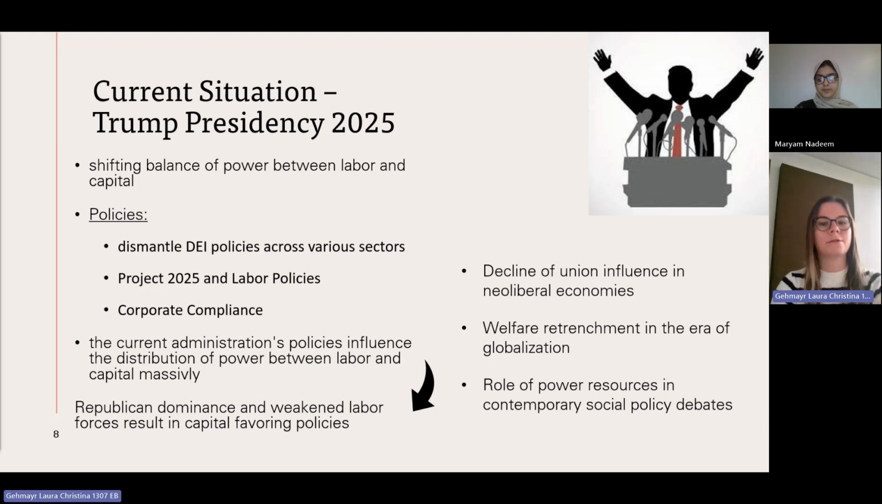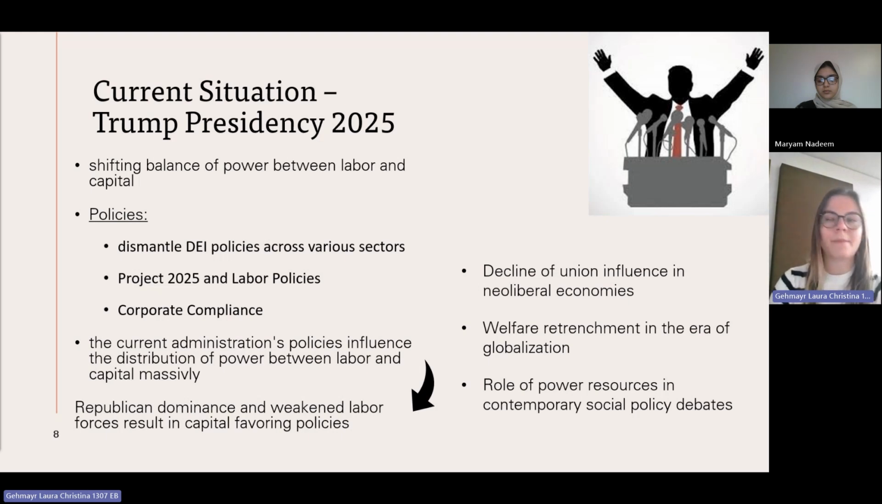And the third one is corporate culture and strategic adaptations. So in large corporations, fearing government scrutiny, there's a rollback of worker-friendly policies, such as, for example, flexible working arrangements and ESG commitments, that is, environmental, social, and governance. So that shows that power resources influence corporate behavior as businesses align themselves with policies that favor profit maximization over workers' protection.